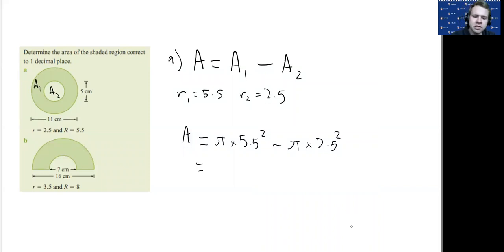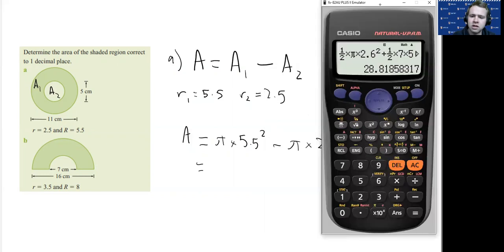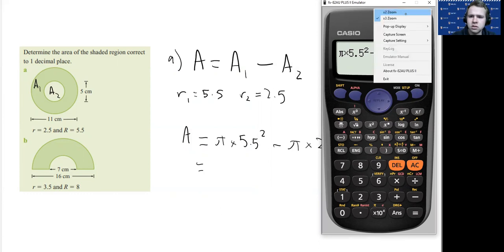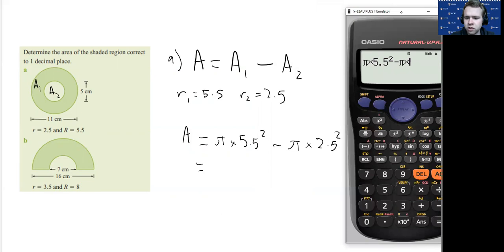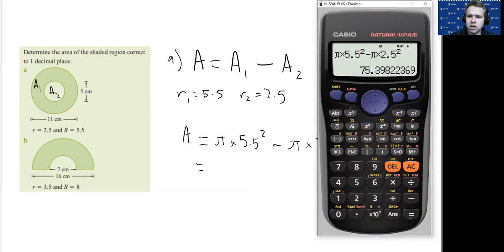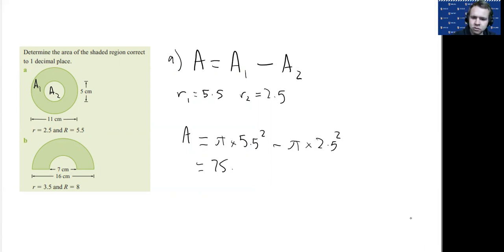Once we've got that down, we can put that into our calculator. So pi times 5.5 squared minus pi times 2.5 squared. And we get 75.39. We round to one decimal place, which is 75.4 centimeters squared, approximately.